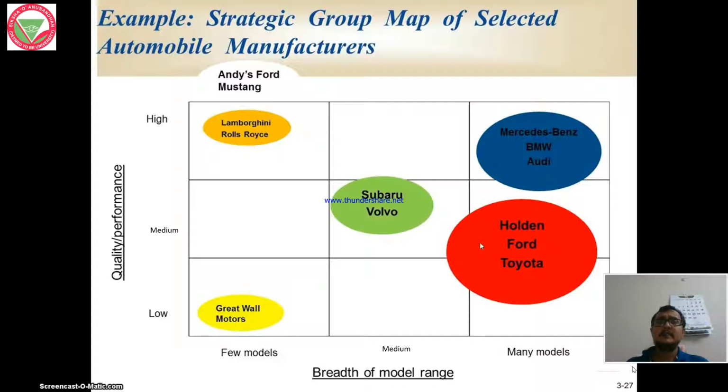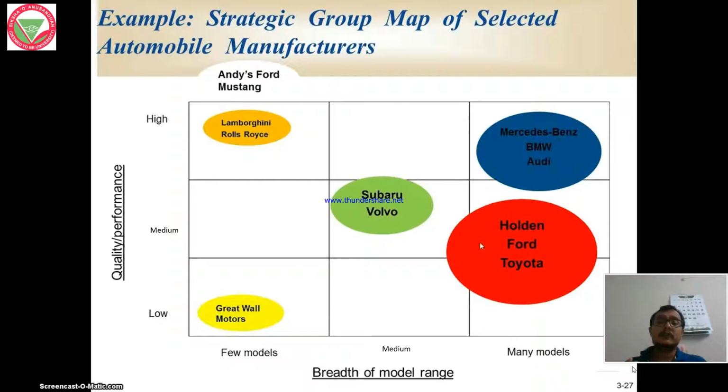Breadth of model range means, suppose, let's take the example of Maruti Suzuki India. Maruti Suzuki India produces Maruti vehicles, but how many types of Maruti vehicles does it produce? Currently it has stopped producing the famous Maruti 800, but rest aside, what else are they producing?